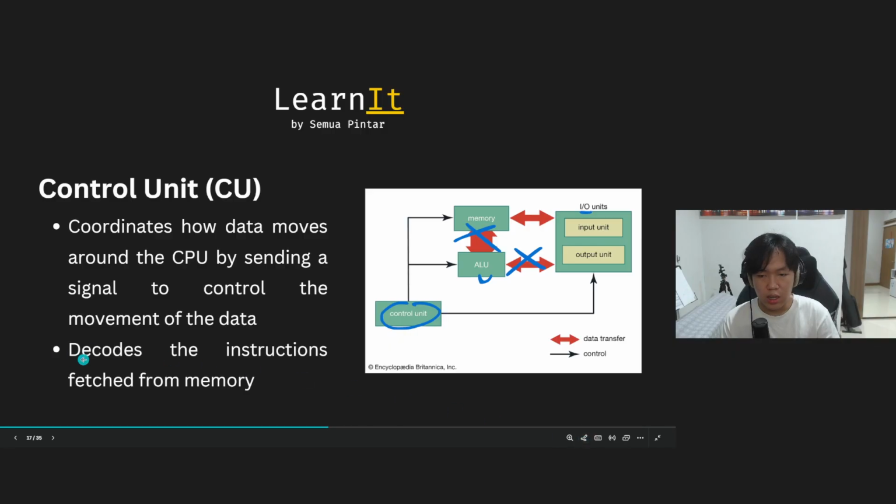And it essentially also decodes the instructions fetched from memory, because the instructions from memory and the instructions processed in the ALU are two completely different languages. In the ALU, it requires binary. In memory, it's something else. So that's why the control unit acts as a translator to translate the things from memory to the ALU. And this also correlates to the fetch, decode, execute cycle, where this is the decode step. We're going to talk about that more later. So yeah, that is the control unit. Let's move on.